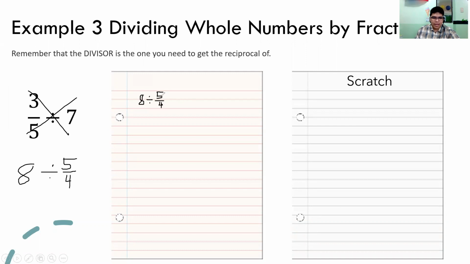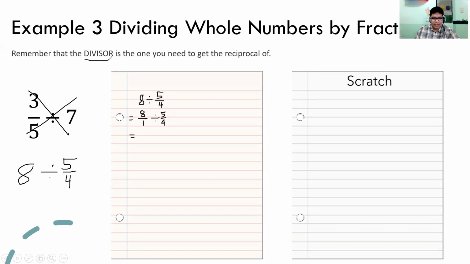Solution paper. All right. So 8 divided by 5 over 4. Again, we're going to write the 8 as 8 over 1. So we can write it 8 over 1 divided by 5 over 4.